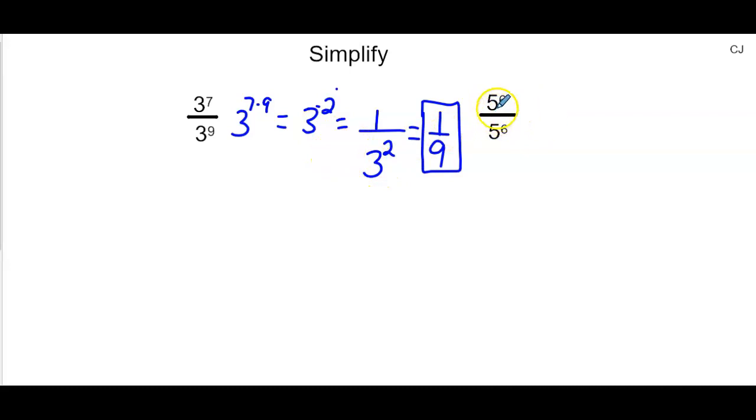This one, we have 6 5s on top and 6 5s on bottom. All of that's going to cancel, but a lot of people pick the answer 0. This isn't actually 0. If you had 3 divided by 3, that would equal 1. 10 divided by 10 equals 1. Anytime you have the same thing divided by the same thing, that will equal 1. So that would be the final answer there.